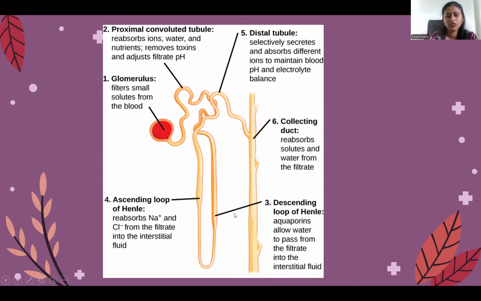So this is the structure of a nephron. It is made up of the glomerulus, the proximal convoluted tubule, the loop of Henle, with this the descending loop and this the ascending loop, and then the distal tubule and the collecting duct. They are the main parts of the nephron. In future slides, we are going to talk about each of these parts.